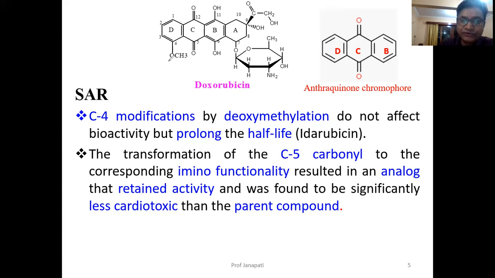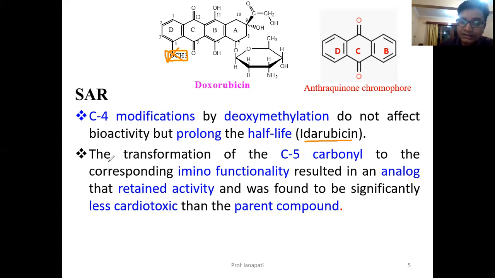Now, C4, if you replace it, we are telling some important things. There is no functional group on D ring 1, 2, 3. We are coming directly onto the fourth carbon. C4 modification by demethylation does not affect bioactivity but produces a prolonged half-life. One example, as we have seen in the previous slide, the structure idarubicin is one example, which doesn't have a methoxy group.